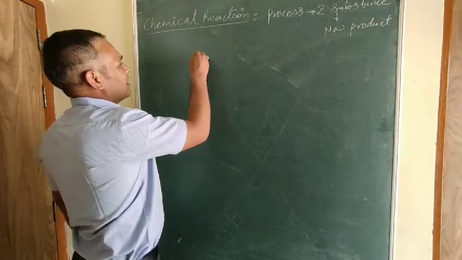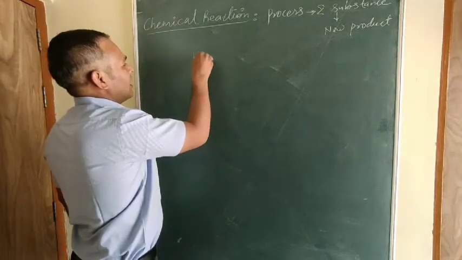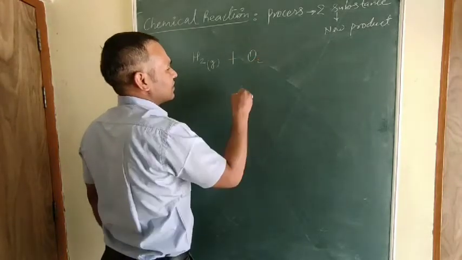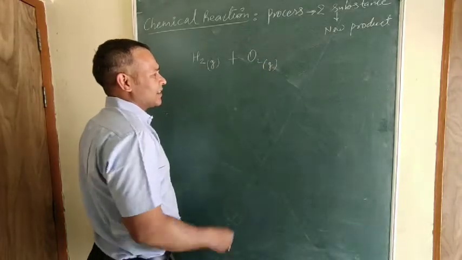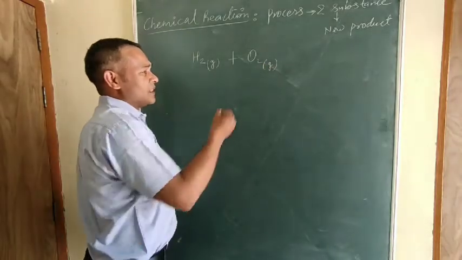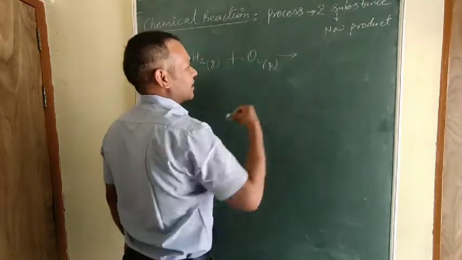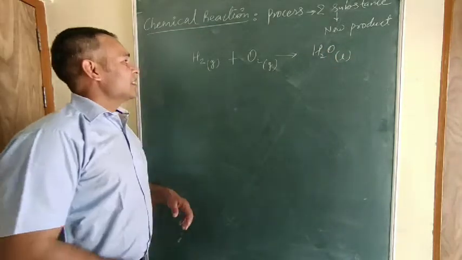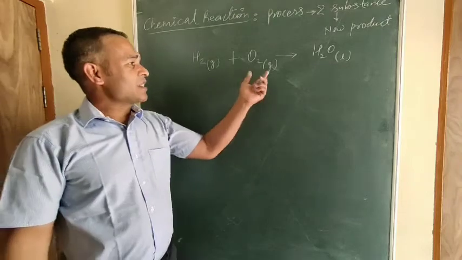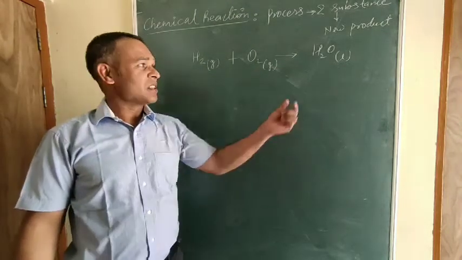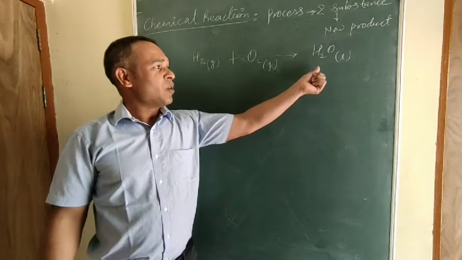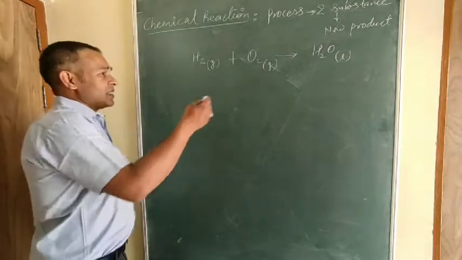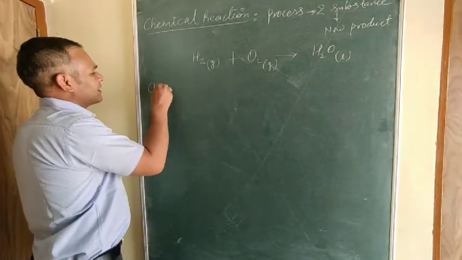For example, hydrogen, which is a gas used as a fuel, reacts with oxygen, which is also a gas, which supports burning, and gives water, that is a liquid. Here you can see these are substances in the form of gas, but they are giving a liquid. It is a new product, and there is chemical bonding between hydrogen and oxygen atoms. They are chemically attached.